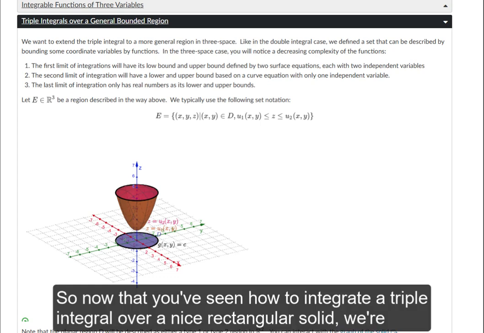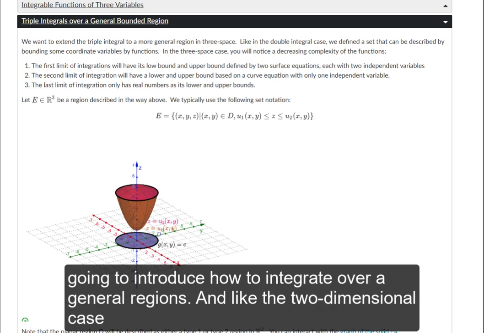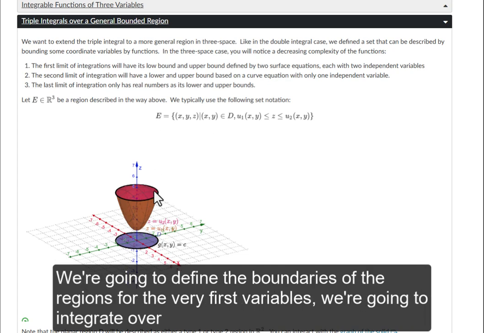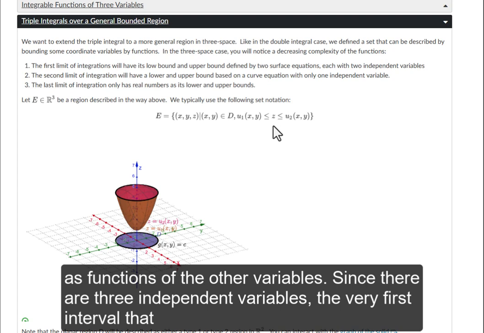So now that you've seen how to integrate a triple integral over a nice rectangular solid, we're going to introduce how to integrate over general regions. And like the two-dimensional case, we're going to define the boundaries of the regions for the very first variables we're going to integrate over as functions of the other variables.